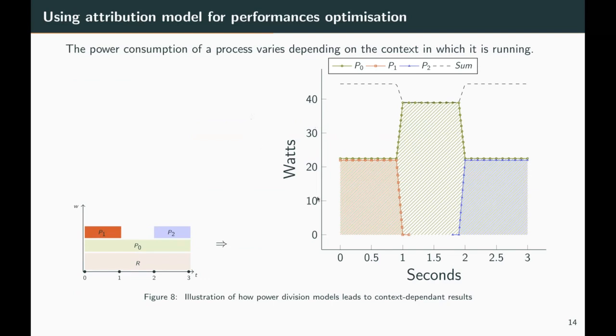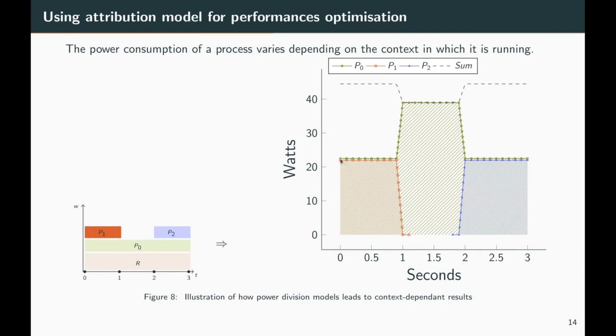So, for example, we take a server in the cloud. The server will be running three applications: a green one that is running during the whole experiment, a red one that is running first, and then a blue one that comes later. First, we are in the situation where we have two applications, red and green. They both consume the same energy, let's say 21 watts each. Then the red application turns off.